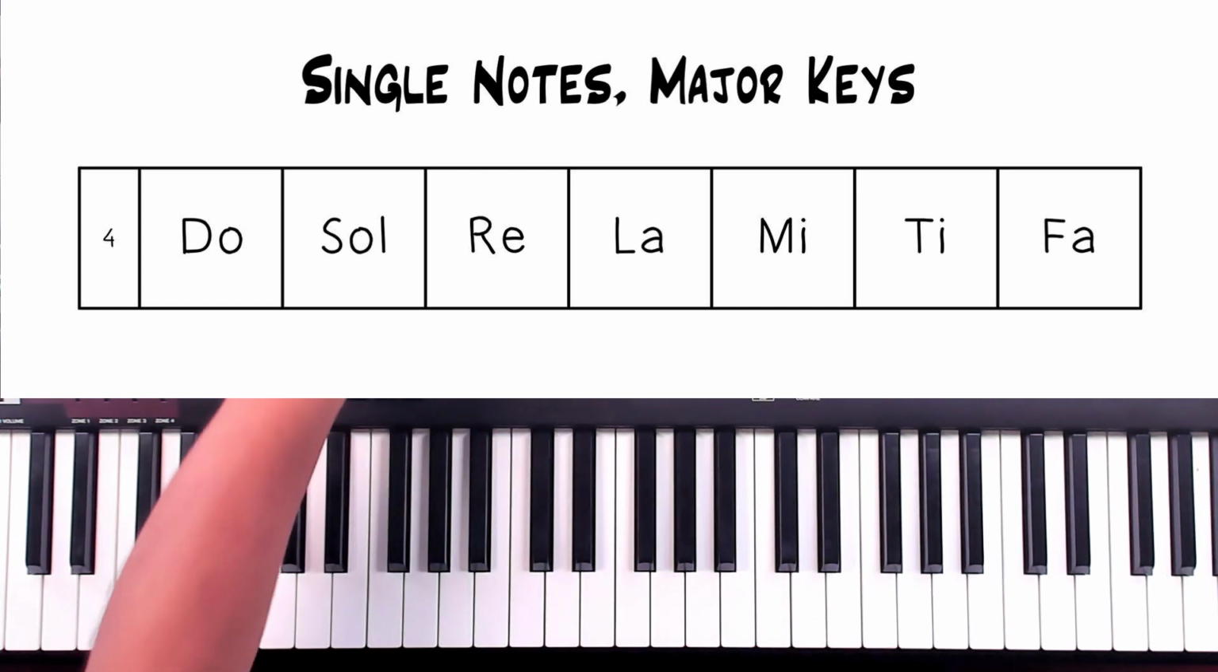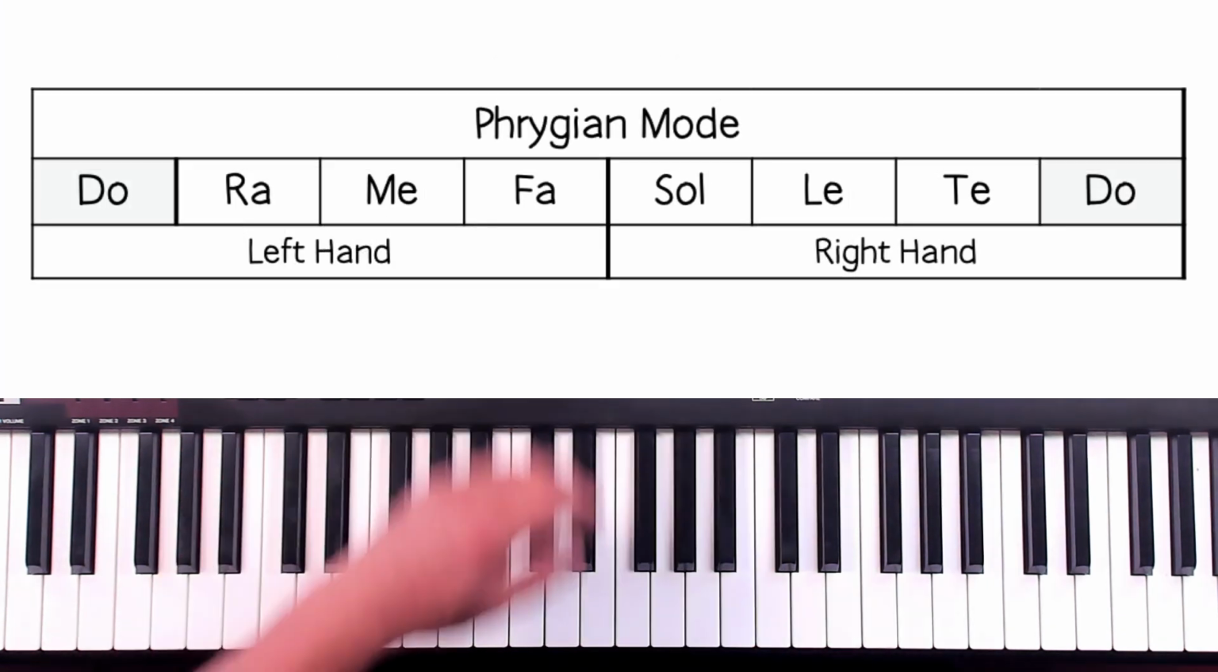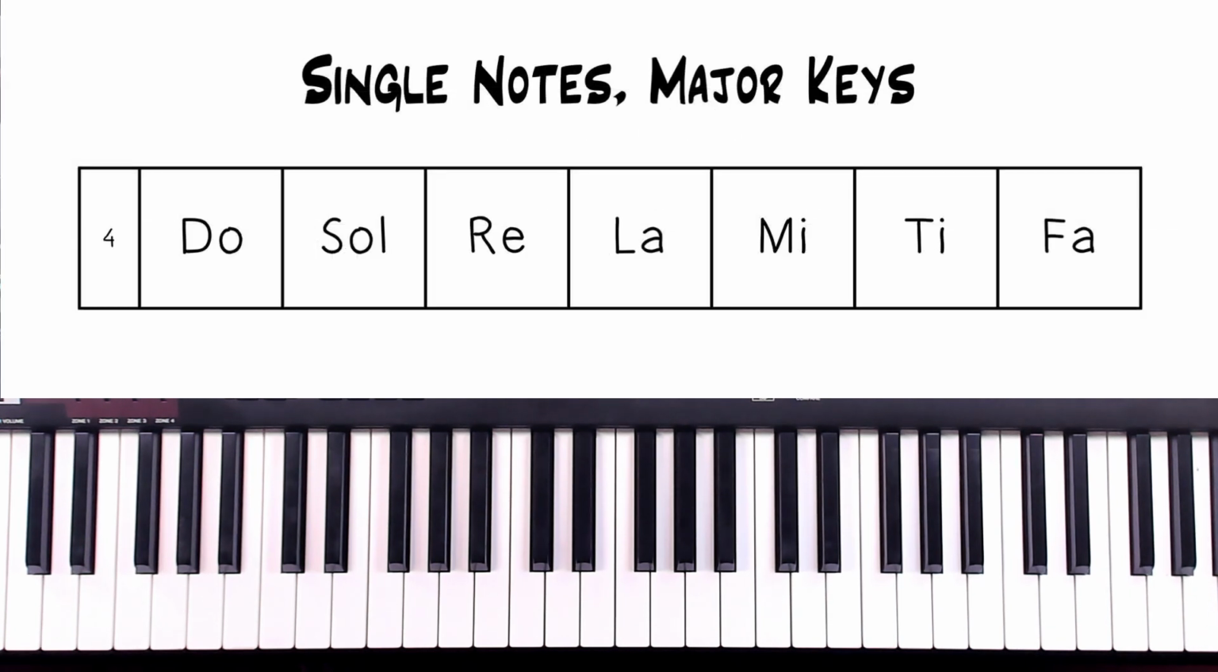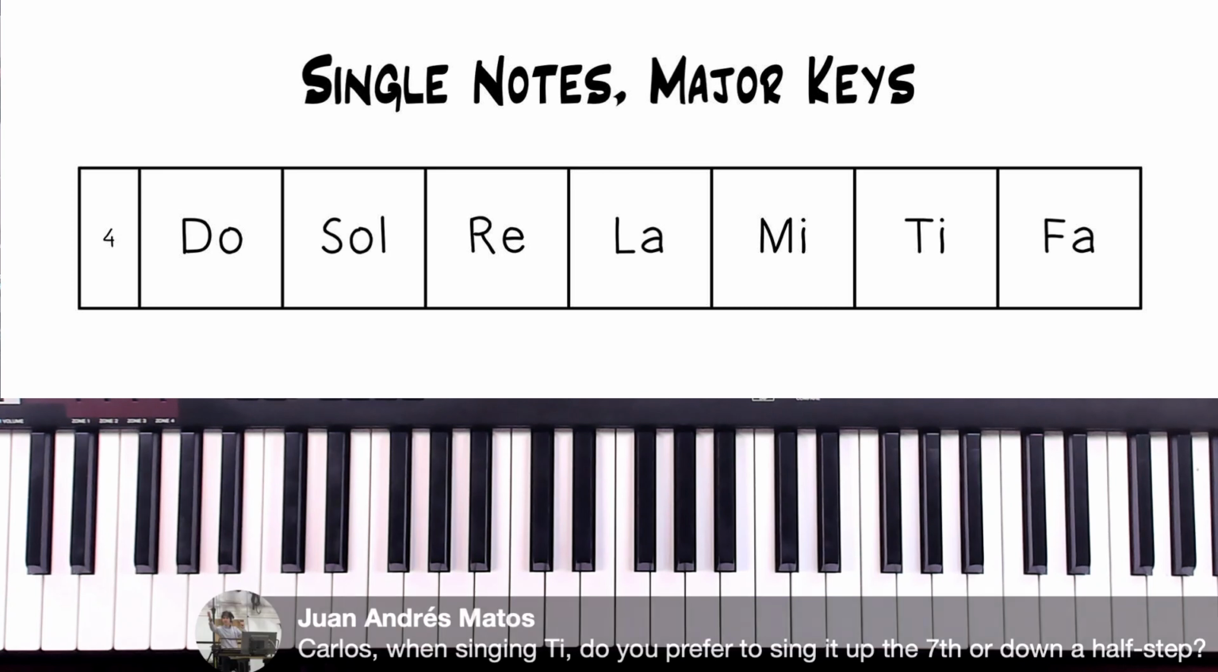Okay, good. Next, I want to do some scales. Okay, one question. This is actually very good. I have to address this. Juan Andrés Matos, great composer. Carlos, when singing Ti, do you prefer to sing it up a seventh or down a half step?